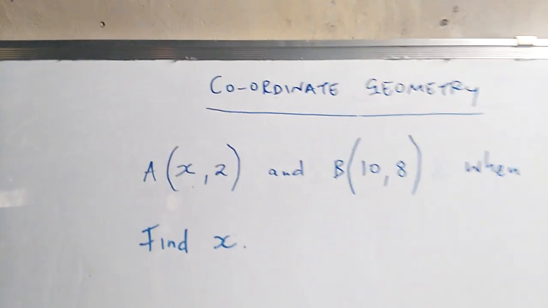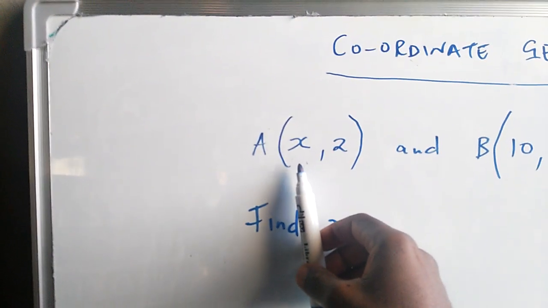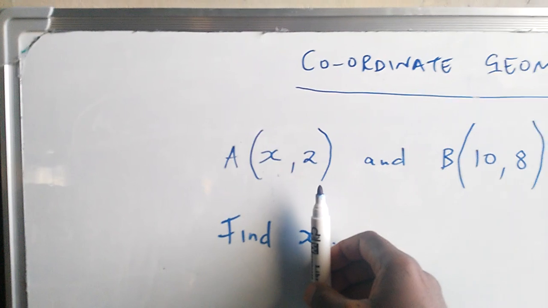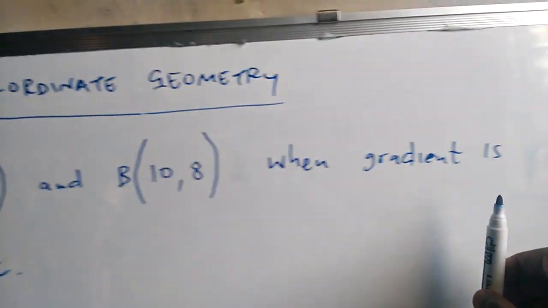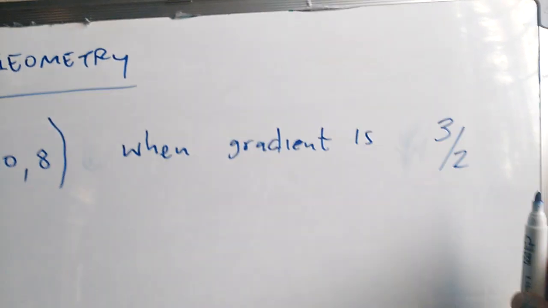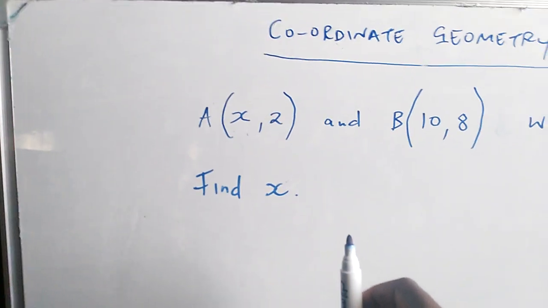They are telling us that if you have coordinate A having X and then Y, when the gradient is equal to 3 over 2, or 1 and a half, find the value of X.